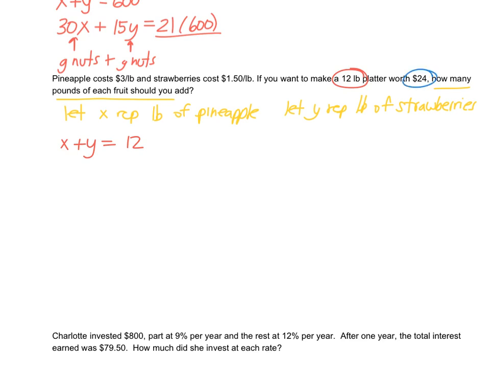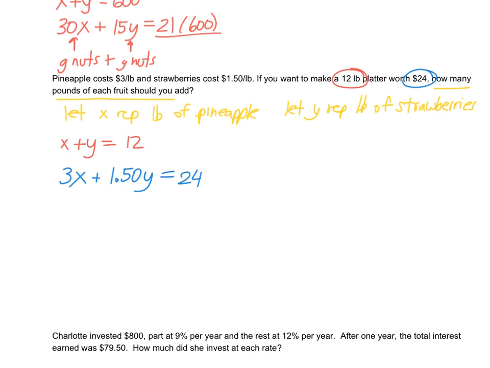The next one is the money worth. So each pound of pineapple costs $3. So if I had 2 pounds, I would do 3 times 2. If I had 5 pounds, 3 times 5. But I have X pounds. So 3 times X will be the money or the cost of pineapple. And for strawberries, it's $1.50 per pound. So 1.50Y.